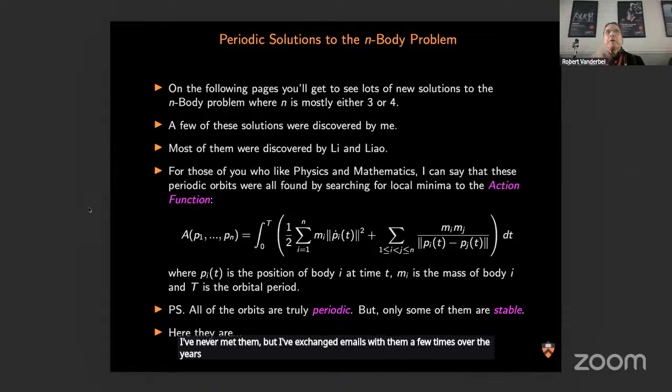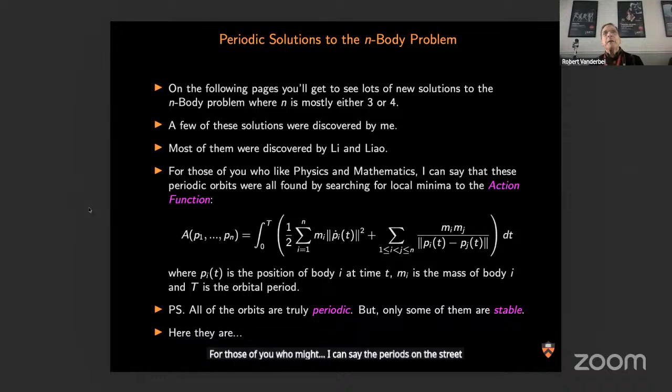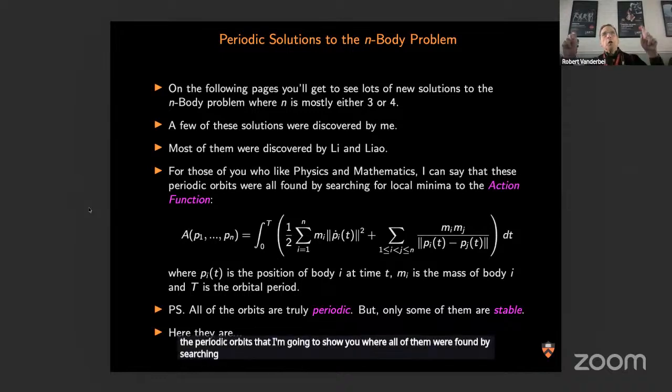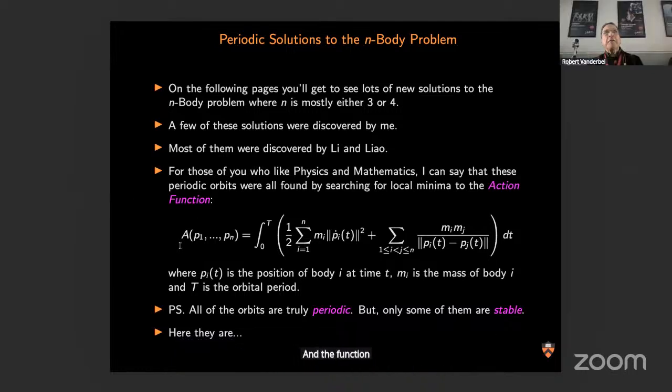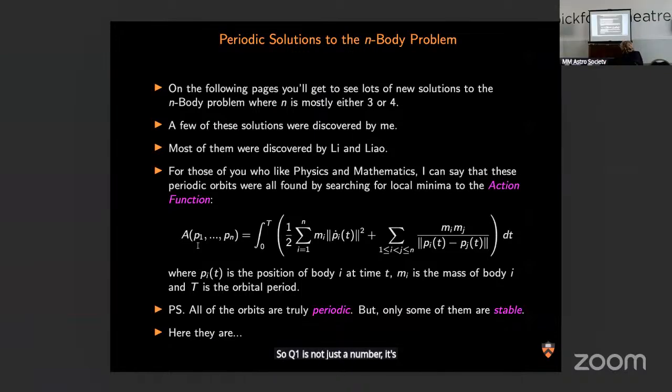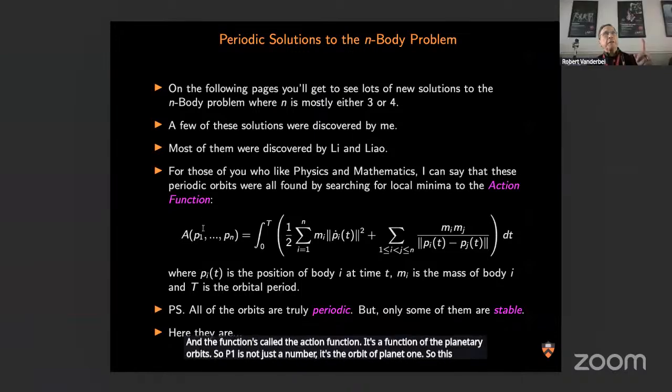And for those of you who like physics and mathematics, I can say that the periodic orbits that I'm going to show you are all found by searching for local minima of a function. And the function is called the action function. It's a function of the planetary orbits. So P1 is not just a number, it's the orbit of planet 1. So this is actually a function of time. I didn't put P1 of t here.